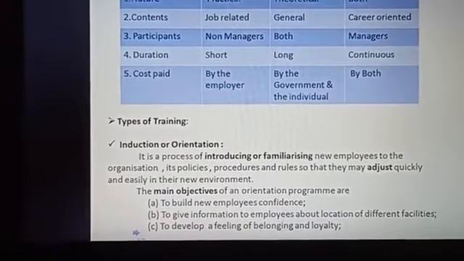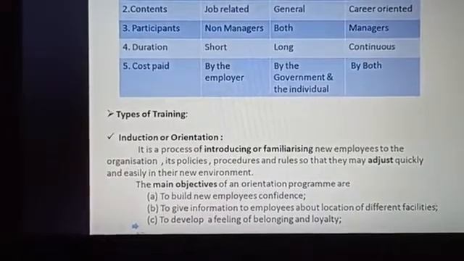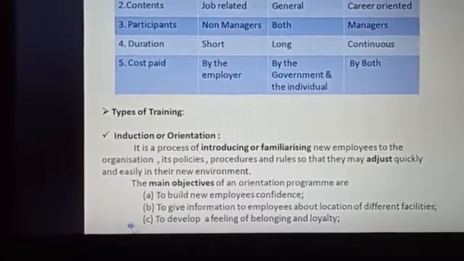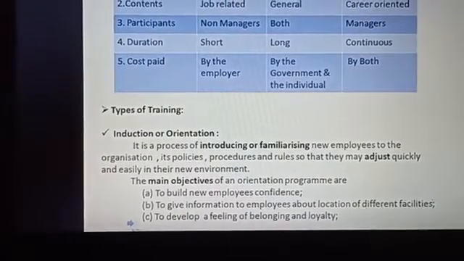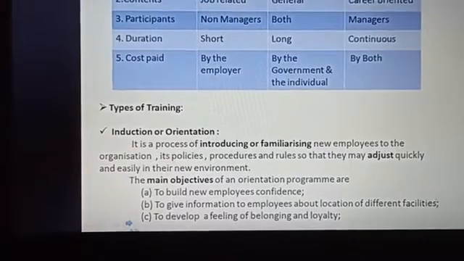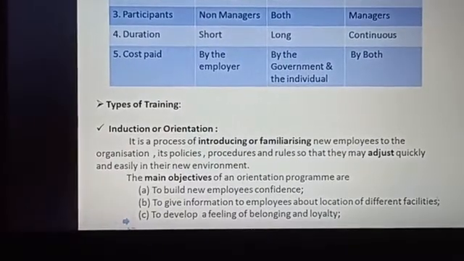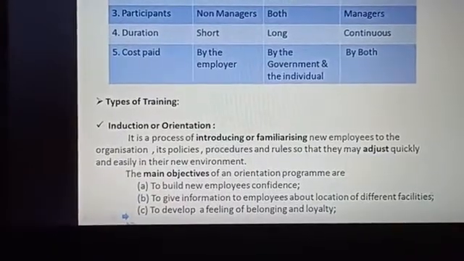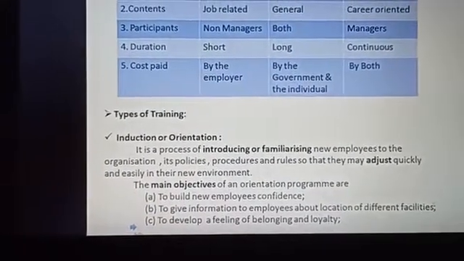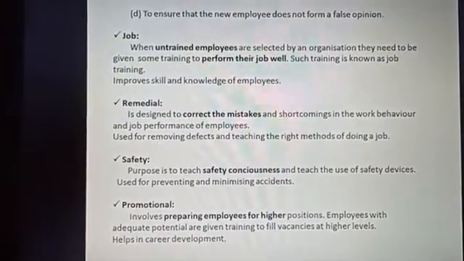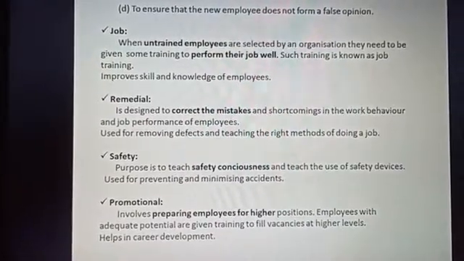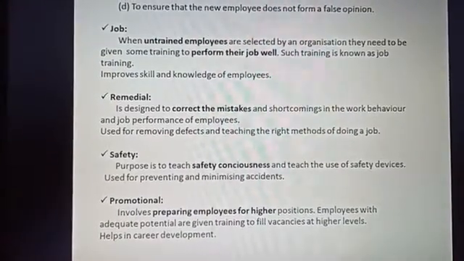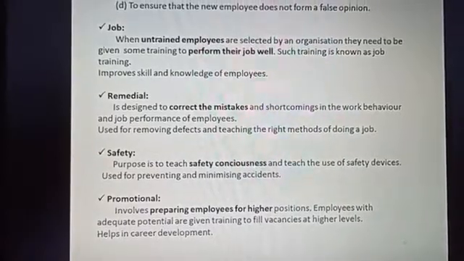The main objectives of an orientation program are to build new employees' confidence, to give information to employees about location of different facilities, to develop a feeling of belonging and loyalty, and number D, to ensure that new employees do not form a false opinion about the organization.